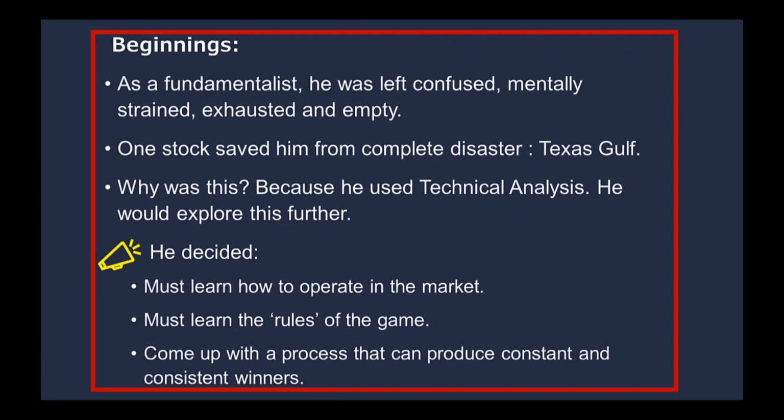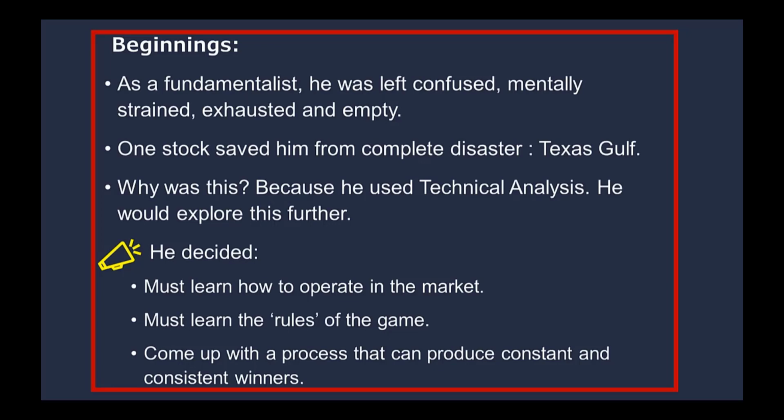So he was losing a lot of money fast, and he was getting very exhausted and emotionally strained by the whole thing, and was about to give up. But one stock called Texas Gulf saved him from complete disaster. And why was this? Because he actually used something called technical analysis to succeed from that trade, and he decided to dig into this idea further.